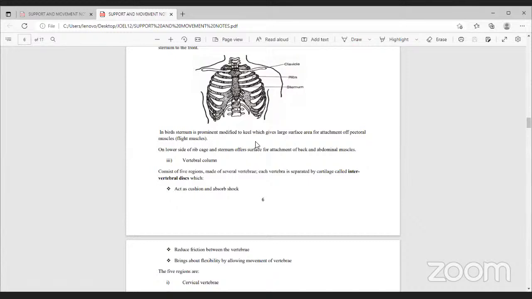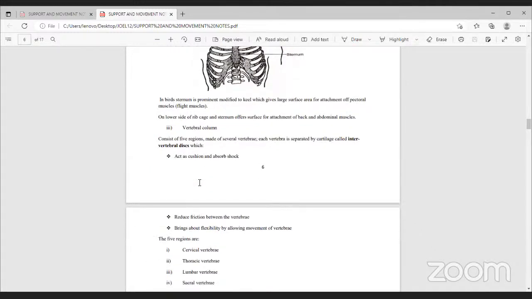They are not fused. So they are separated by a cartilage that we call intervertebral discs. So between one vertebra and another, we have a cartilage that we are calling intervertebral disc. And the intervertebral disc, the one that is separating the vertebrae, because we are saying they are 33, has some functions. The 3 functions, you can see them there. One of the functions of the intervertebral disc is that it acts as a cushion and also absorbs the shock.